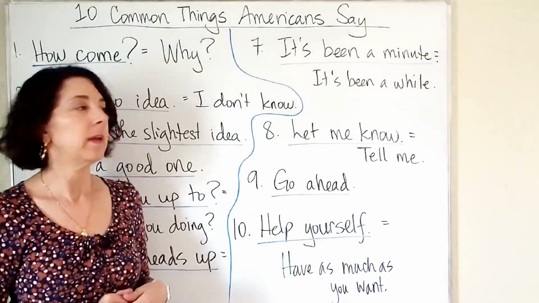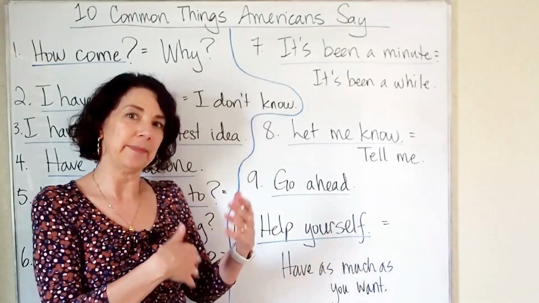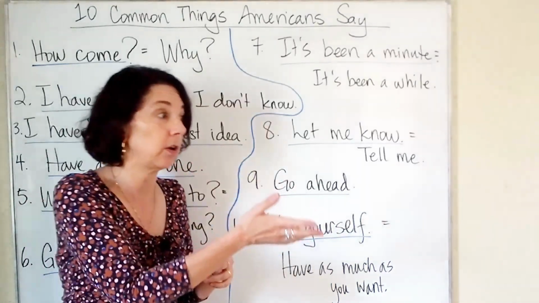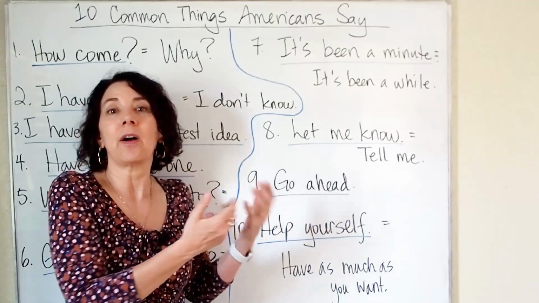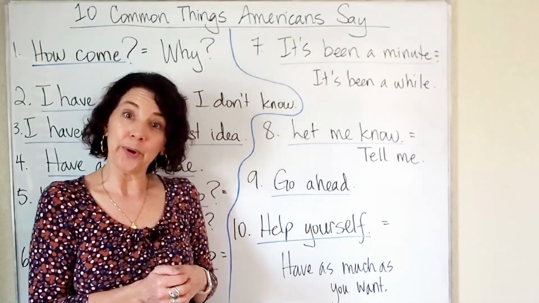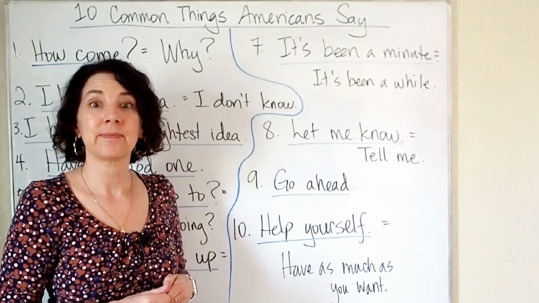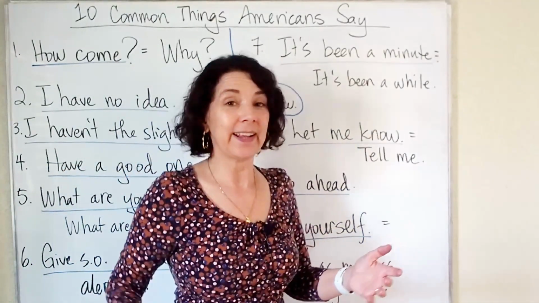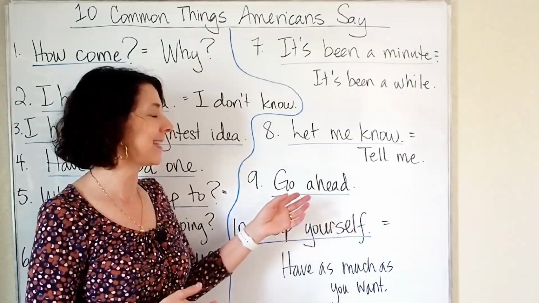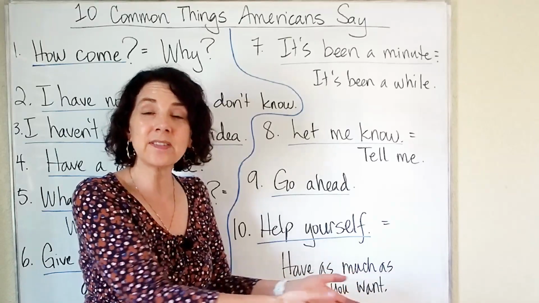Number 9, go ahead. So go ahead is an expression that we use in a variety of situations. Let's say that you and I are talking and I accidentally interrupt you. I might say, oh, sorry, go ahead. Or if we are talking and I notice that you want to say something, I can say, go ahead. Or if I serve you some food, I can say, go ahead, get started. Or if we are walking together and I want you to go first, I can say, go ahead. So again, we use it in a variety of situations. It's just a kind of all-purpose word that we use to allow someone else to do something.